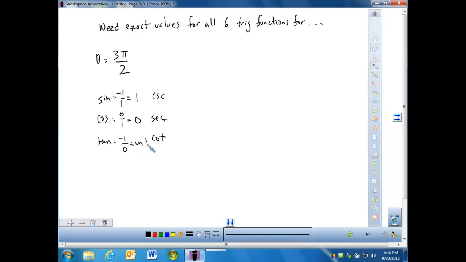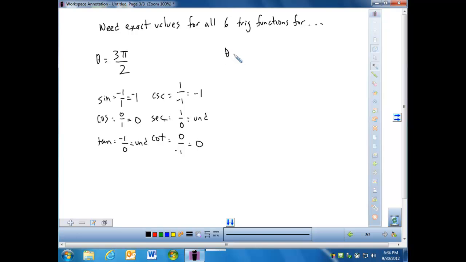So 3 pi over 2, or 270 degrees, does not have a tangent. And you'll find that anything along that y-axis does not. Your reciprocal values, just flipping those upside down, we see here that the cosecant now is undefined, but the cotangent now is 0, because if we take the reciprocal of -1 over 0, you get 0 for an answer. So hopefully that doesn't make too much confusion for you.